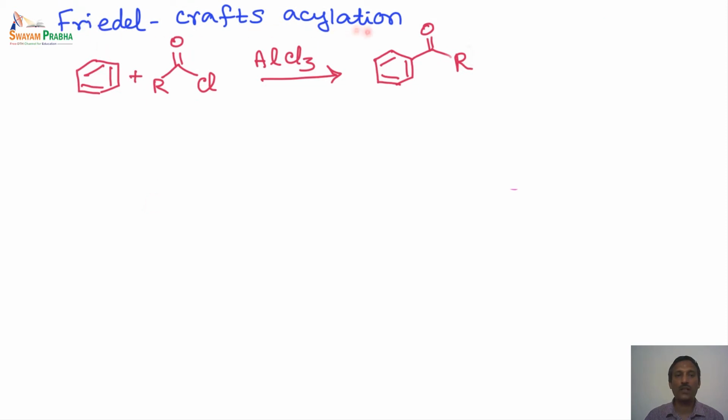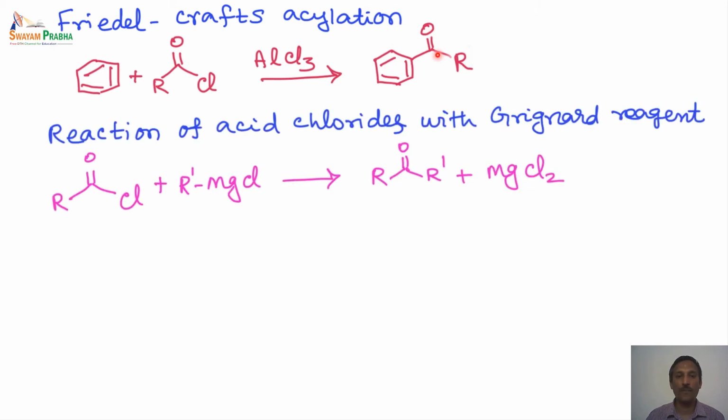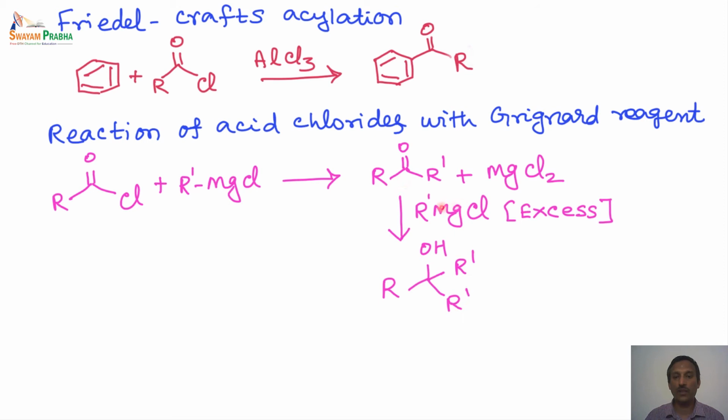And the next one is the Friedel-Crafts reaction. So the Friedel-Crafts acylation of aromatic systems in the presence of AlCl3, a Lewis acid, produces acylated benzenes. And the reaction of acid chlorides with the Grignard reagent produces ketones as the first product. If we are using excess of Grignard reagent, then it leads to the formation of tertiary alcohols. In this particular case, there are two alkyl units which come from the Grignard reagent. Whatever alkyl magnesium halide we are using, both are introduced into the tertiary alcohol.